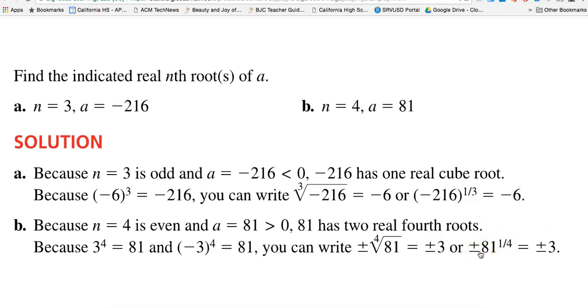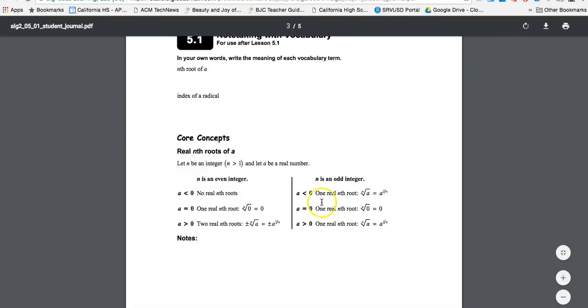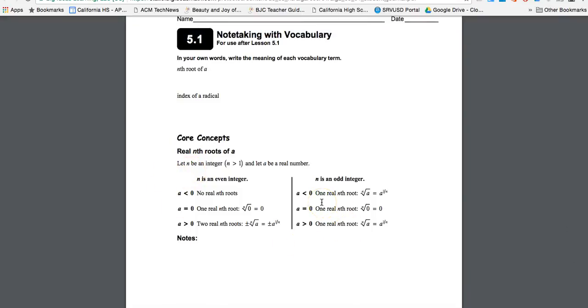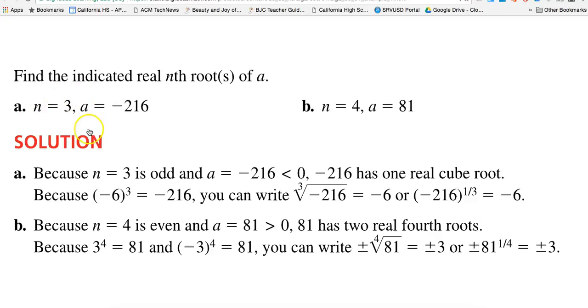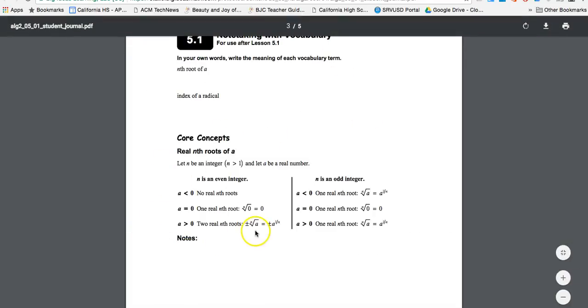Now, I don't want you to sit down and just say this is hard or you don't understand. You have some very clear instructions. When you're doing practice problems in your journal, and you have problems written like this, find the indicated real nth root, you have an exact process to go through. You can look at n and see if it's even or odd, and then look at A and see if it's less than 0, equal to 0, or greater than 0, and you're going to know exactly how many roots you're supposed to find.